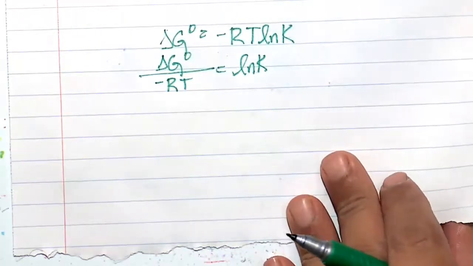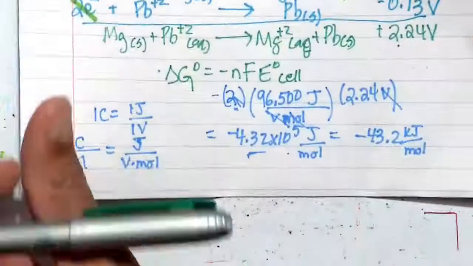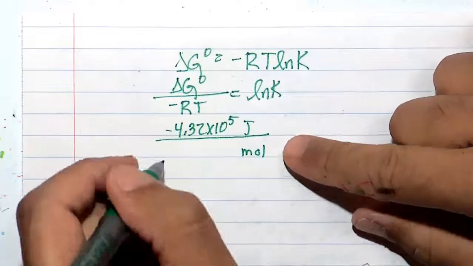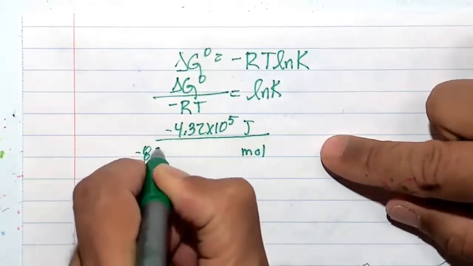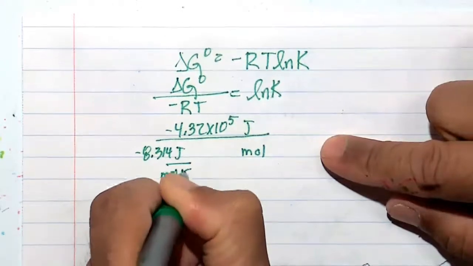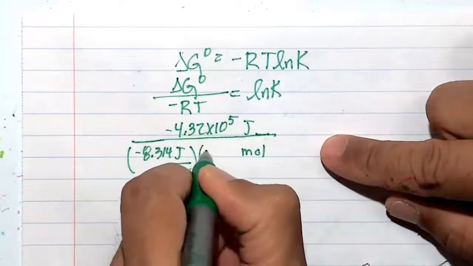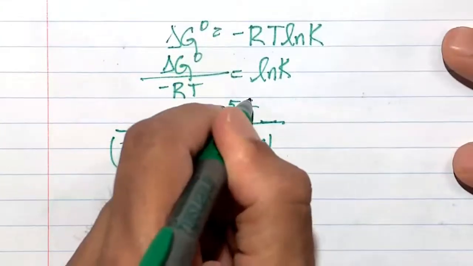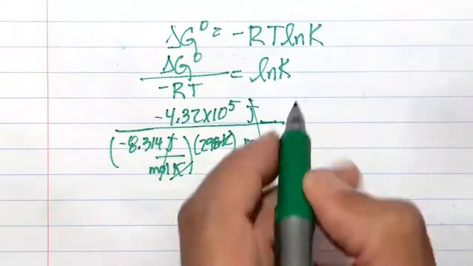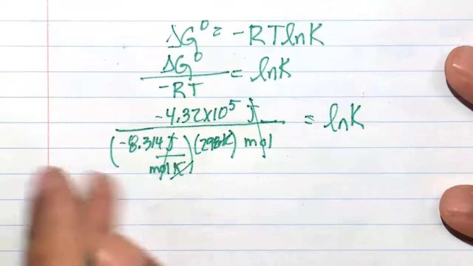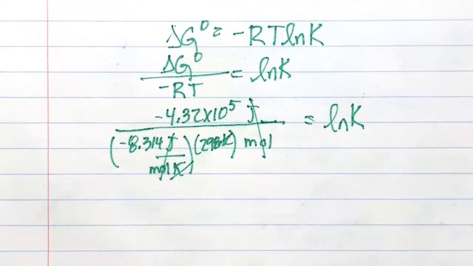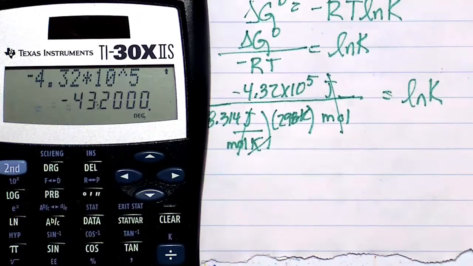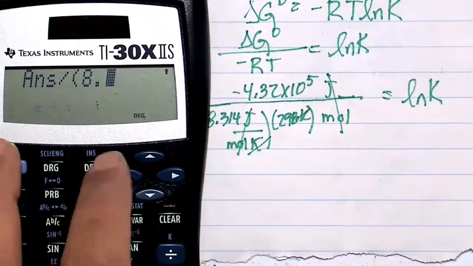We already figured out the value for delta G naught. The value of delta G naught is minus 4.32 times 10 to the 5th joules per mole. And by the way, K is unitless, so it should not have any units. Minus RT, where R is 8.314 joules per mole Kelvin. I'll give you that constant on any exam. And T is 298 Kelvin, which corresponds to 25 degrees C. So you can see here the joules per mole cancels with this joule per mole, and that Kelvin cancels out with that Kelvin. All of this should equal the natural log of K. So K should be e to the power of whatever this number is. Let's do that on our calculator. So here we have minus 4.32 times 10 to the 5th divided by parentheses, actually it's minus 8.314.